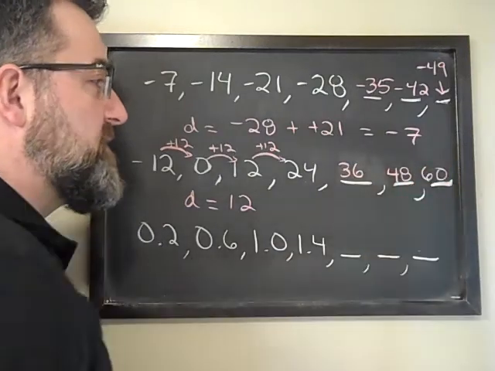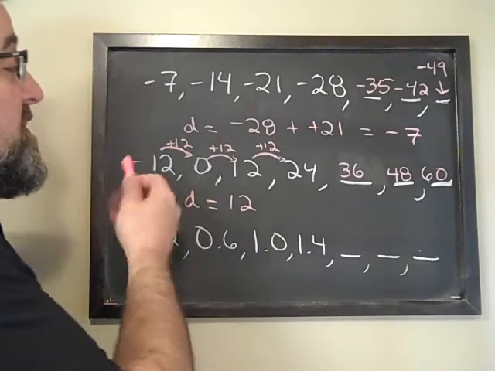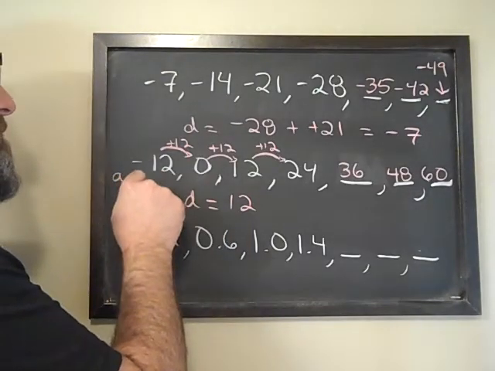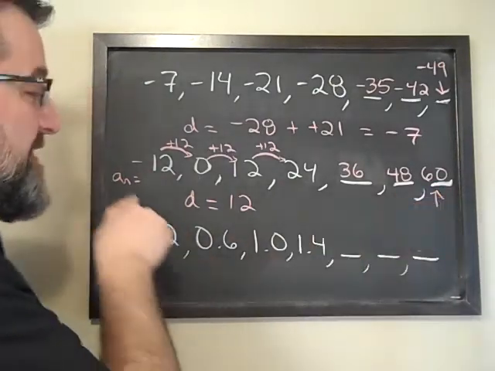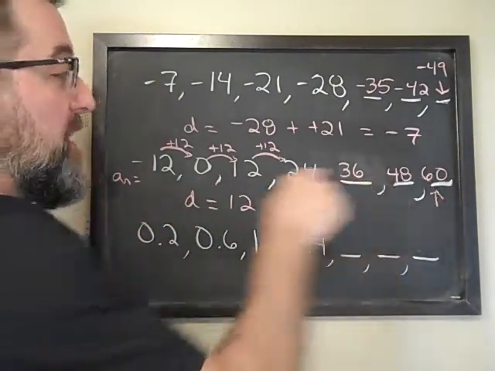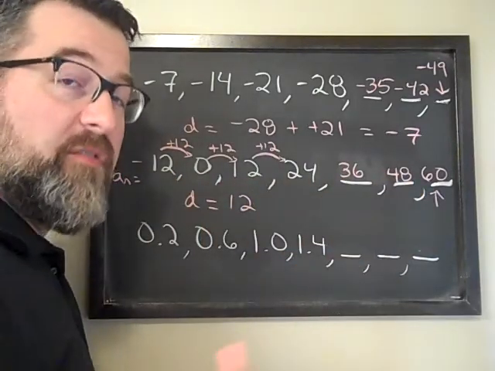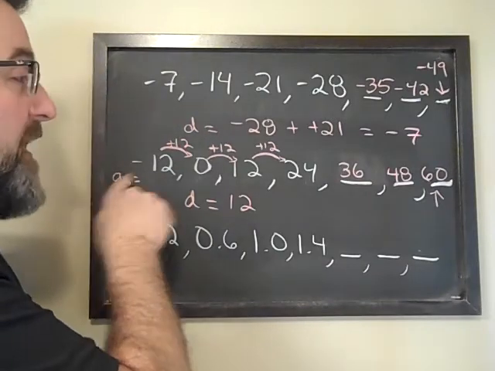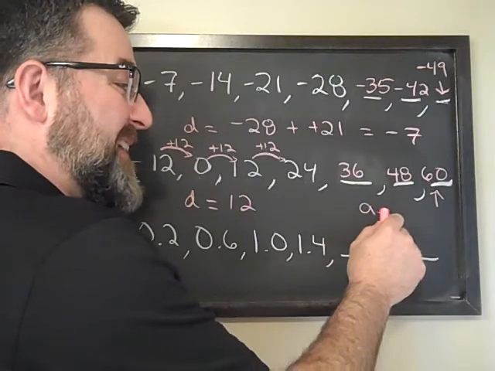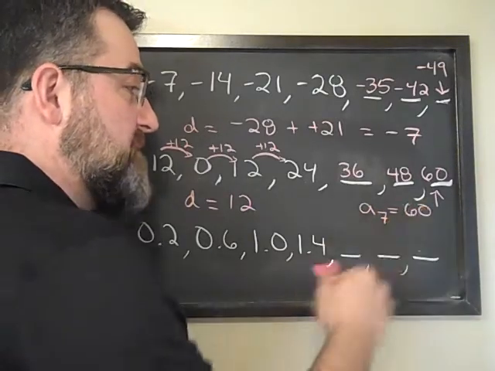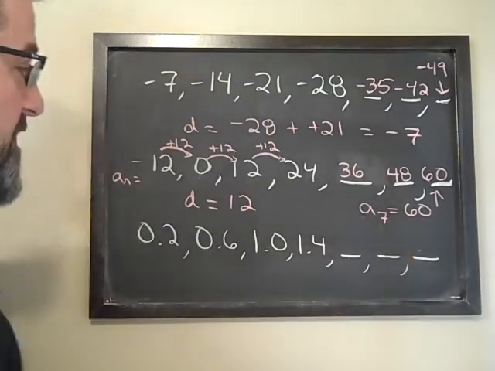Now, I'm going to ask, if I say this sequence here is a sub n, how could we use that sequence notation to say the 1, 2, 3, 4, 5, 6, 7th term is 60? How do you say the 7th term of the sequence A is 60? If you remember from before, you'll say a sub 7 is 60. That's all. The 7th term of the sequence A is 60.